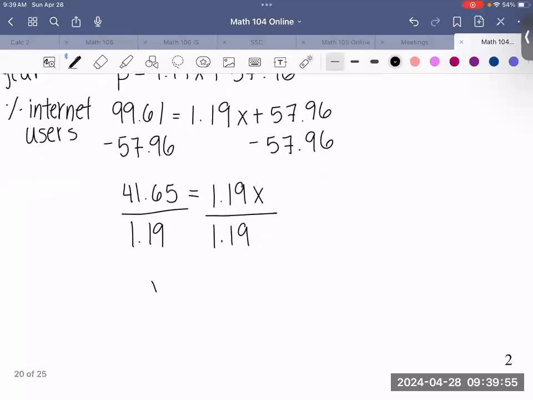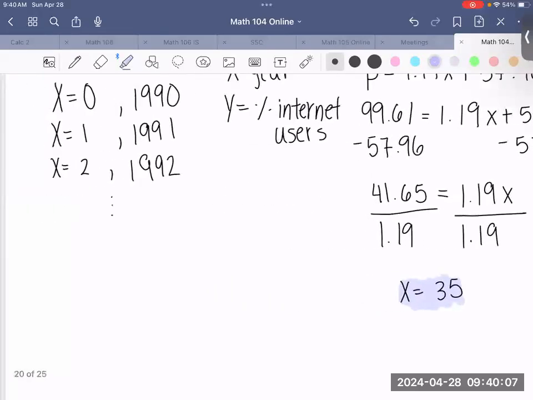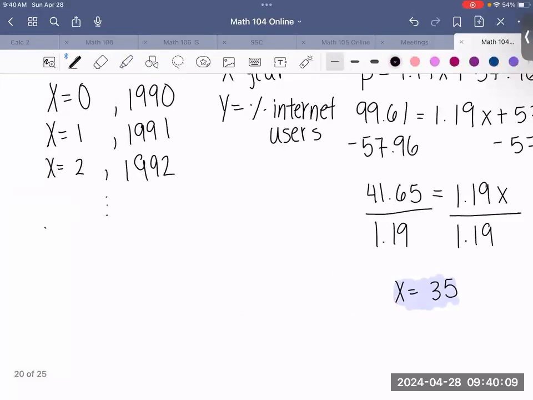And x should be about 35. Now, with it being 35, what does that mean in the context of your problem? Well, it's not the year 35. Instead, what would we have for your year?